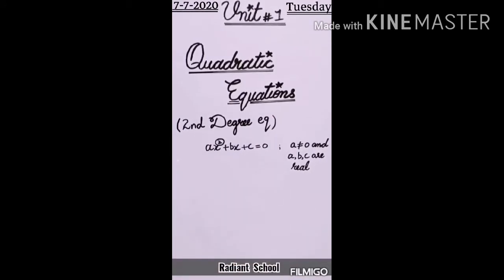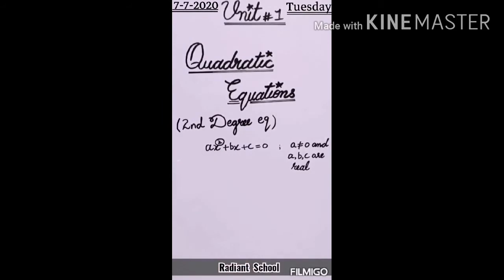The equations in which the variable has the highest power 2 are said to be quadratic equations, or the equations of the form ax square plus bx plus c is equal to 0 are called quadratic equations. As the variable involved here has the highest power 2, it is also said to be a second degree equation.